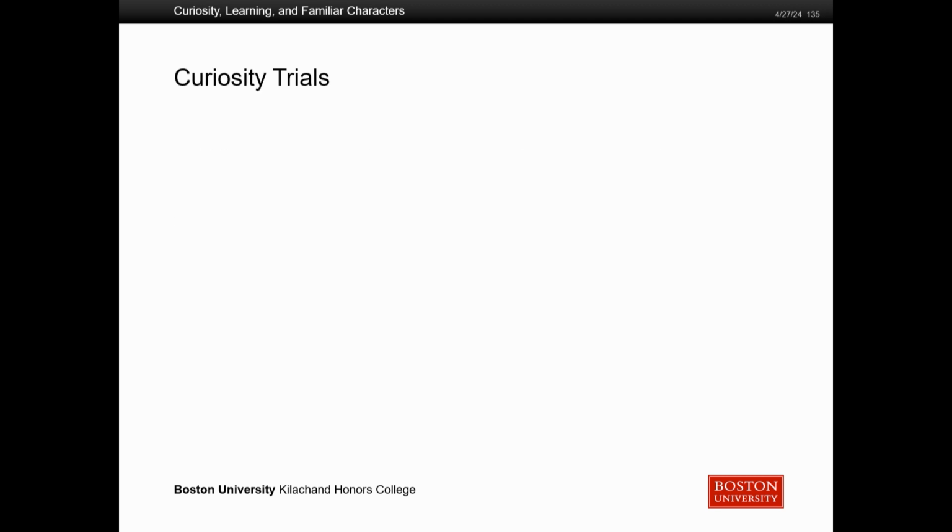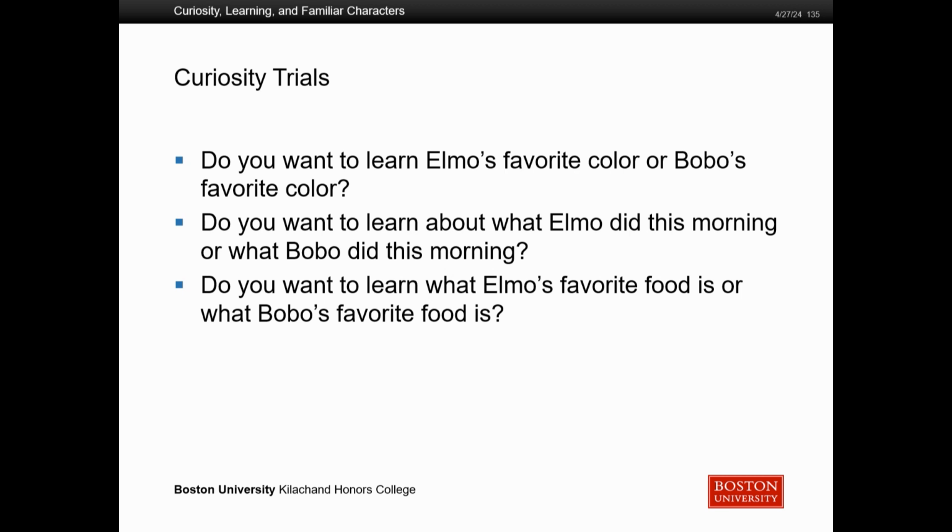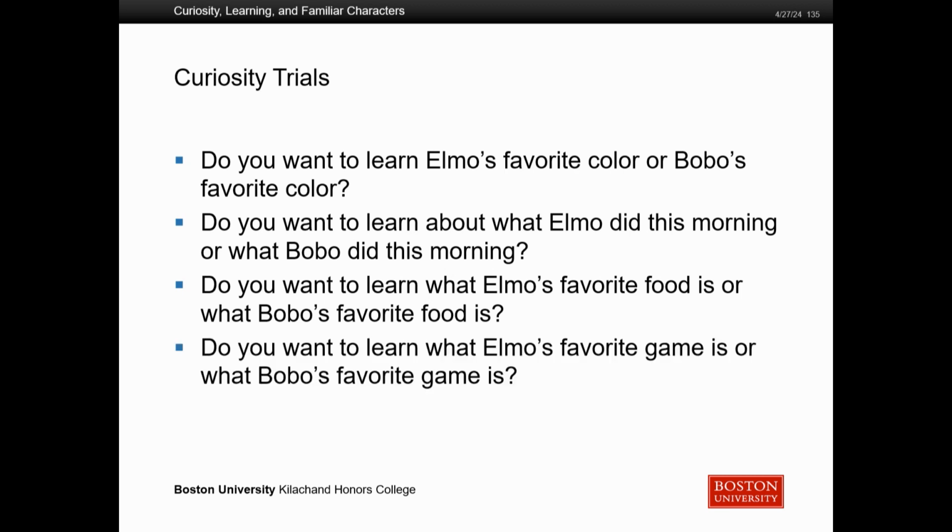Next, I moved into the curiosity trials. Just like the ask trials, I asked these 4 questions, and then I asked them to justify why they had chosen Elmo or Bobo for each question. In addition, I provided the answers to all these questions. So if they said they wanted to learn Elmo's favorite color, I told them Elmo's favorite color is red.